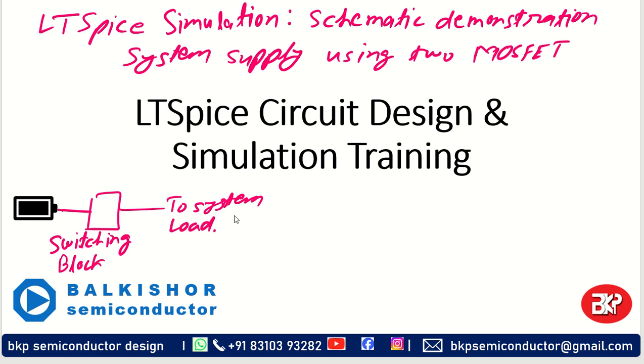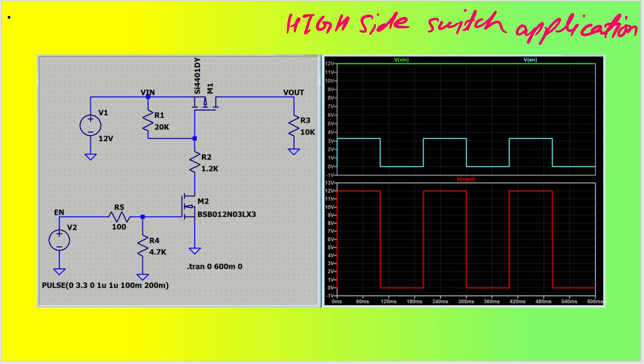Let us talk about how we can design a circuit to switch the input power to the system load. What we'll be doing is using two MOSFETs. One will be a P MOSFET and one will be either an N MOSFET or an NPN transistor, so that we can drive that particular MOSFET to switch on the system load. As you can see, it is a very simple circuit designed for this purpose.